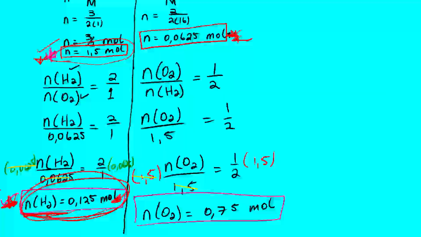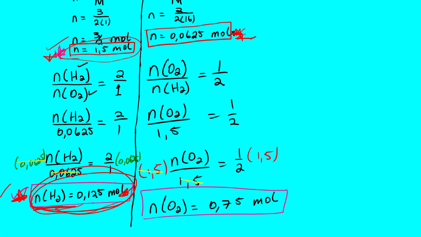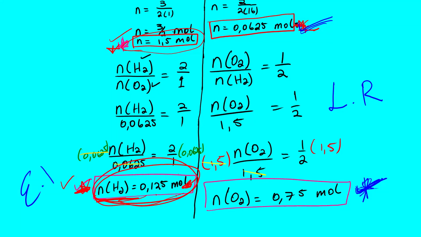Now we need to compare. Now look at this. Initially we have 0.0625 and then we need 0.75. We don't have this much of number of moles, so it means this is our limiting reagent. Oxygen is our limiting reagent, and then this one will be our excess reagent. I hope you can see this. You simply compare the first number of moles and the second one. If the second number of moles is greater than the first one, it means that is the limiting reagent.